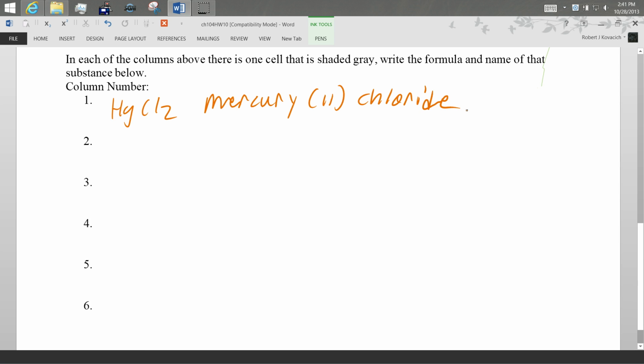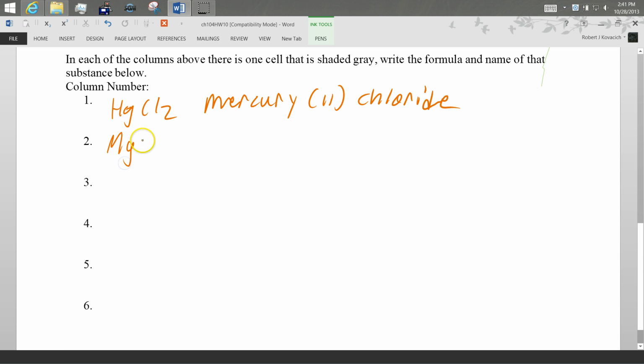Is everybody okay with that? What does the Roman numeral 2 stand for? The mercury's charge. And I need that because mercury's charge isn't set, so I'm going to have to tell the person when I tell them the name. And the second one, what's the formula?